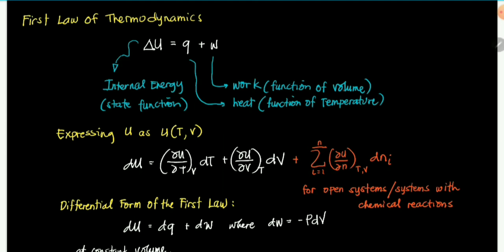So, work is a function of volume. Heat is a function of temperature. So, this is dV. Okay? And this is dT. So, since delta U is Q plus W, delta U is also a function of the volume and the temperature. So, you can actually express U as a state function that is a function of temperature and volume. So, pwede mong isulat yung total derivative niya like this. So, dU is equal to the partial derivative of U with respect to the temperature at constant volume times the change in the temperature plus the partial derivative of U with respect to the volume at constant temperature times dV.